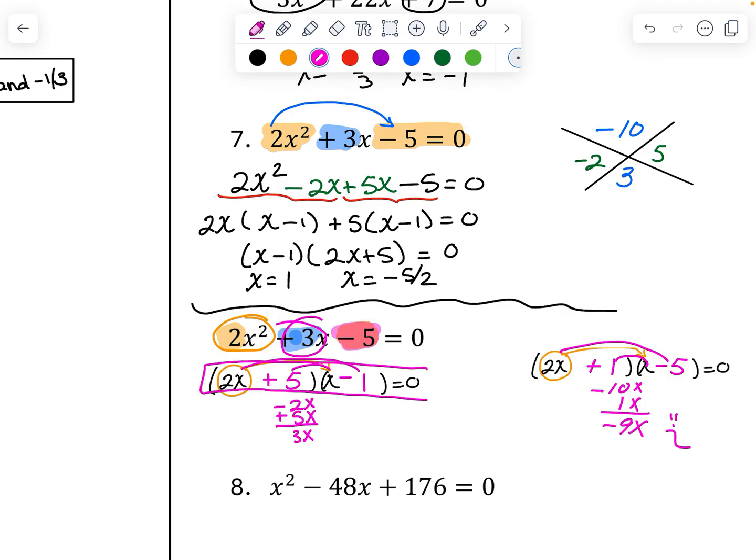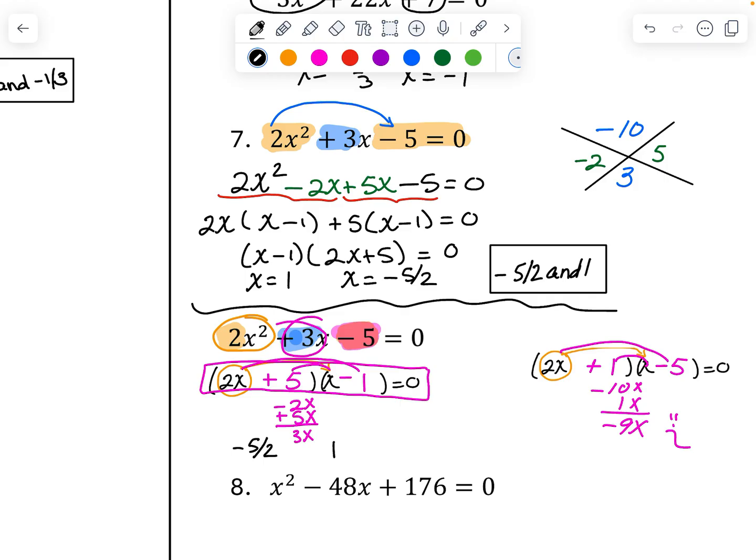So that's the factoring, and then you set it equal to 0 and solve, and that's going to get you negative 5 halves and 1. So I do guess and check when my numbers are nice, easy to manipulate numbers.